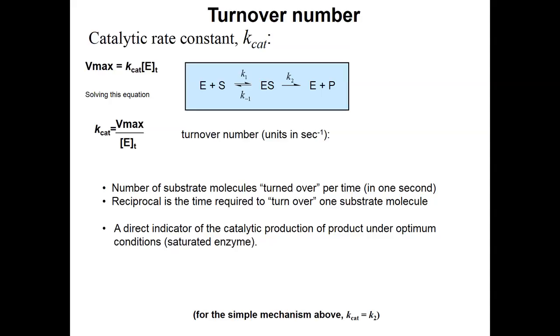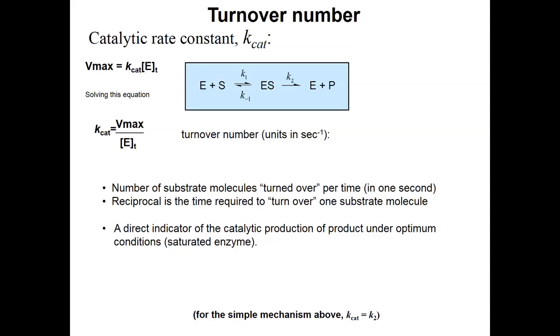Now, the reason I'm emphasizing this: I have labeled the constants this way, K1, K minus 1, K2. In a certain book, they may say this is K1, this is K2, this is K3, and the other one could be K4. So I want you to know, no matter what the labels are, this is your Kcat, the rate constant that converts ES to product. So keep that in mind.